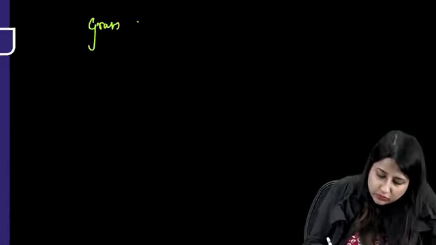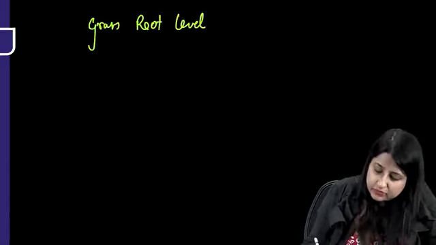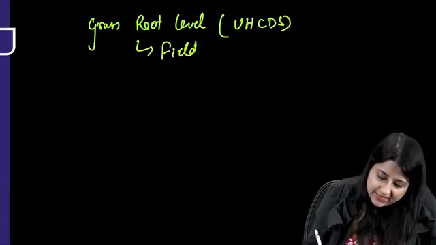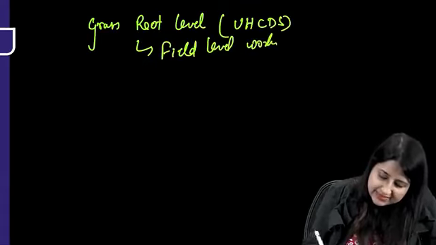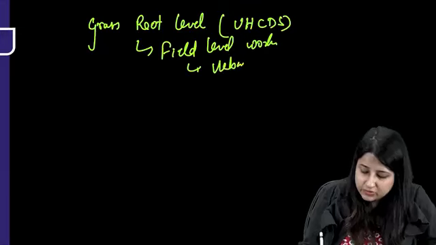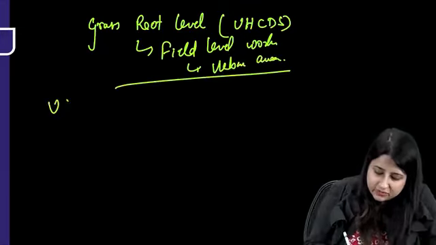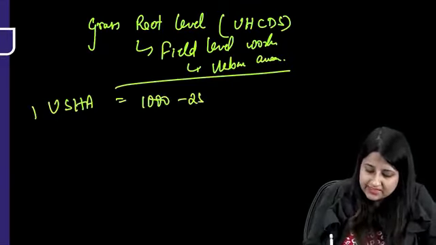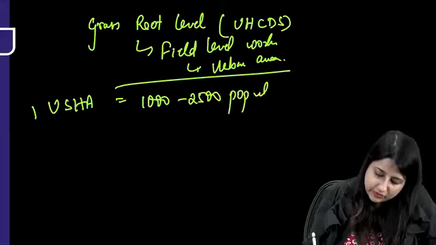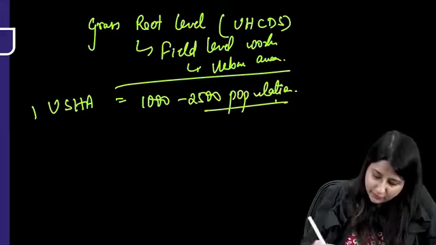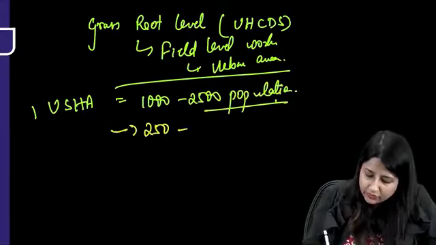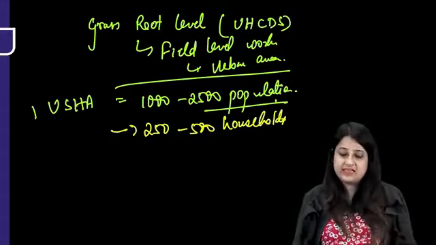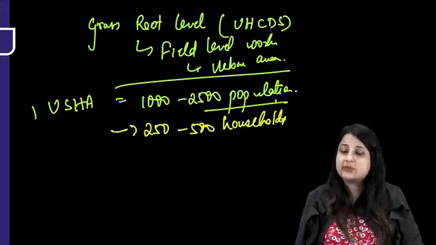But who's the grassroots level worker, or field level worker, in urban areas, just like ASHA? The grassroots level worker in urban areas, everybody, is USHA. One USHA is present for 1,000 to 2,500 population, or you could also say 500 households. Roles and responsibilities are all the same, just like an ASHA. Okay, that is important. All right.